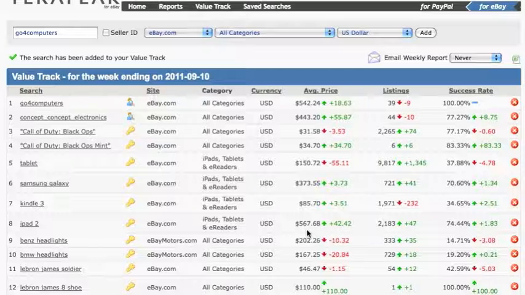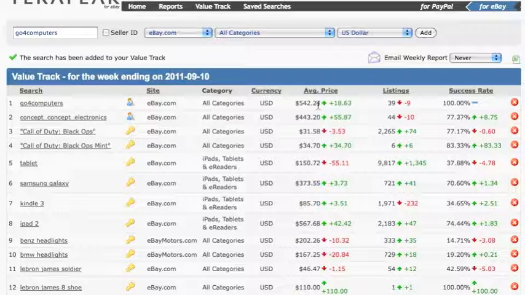For example, let's assume that my eBay ID is Concept Electronics and my competitor's ID is Go for Computers. When I compare the two IDs, I will take note of the current average price, listing volumes, and success rates. Then I will monitor relative changes over time.